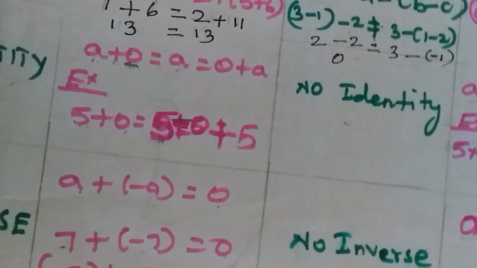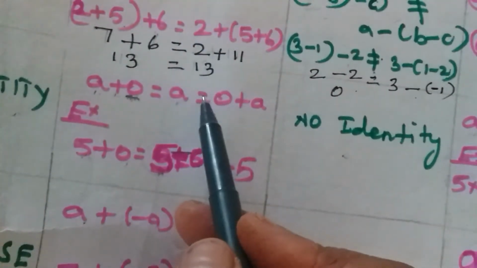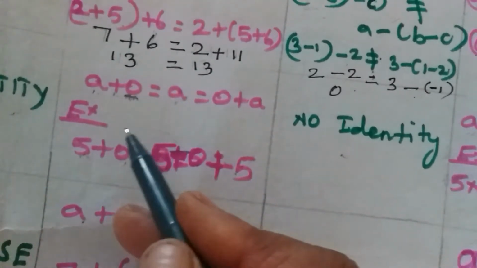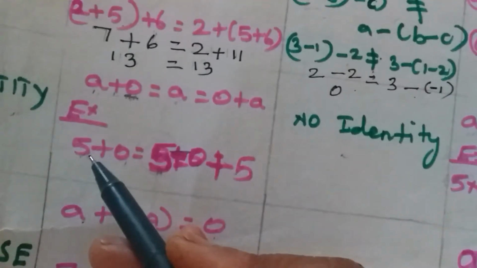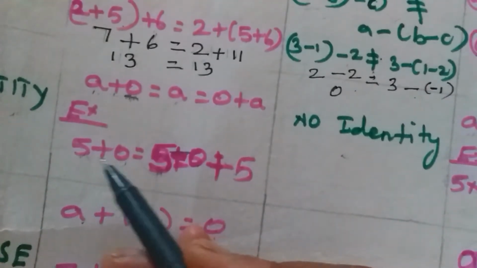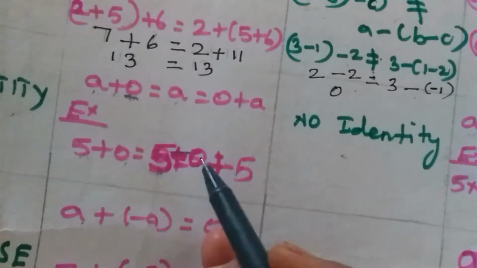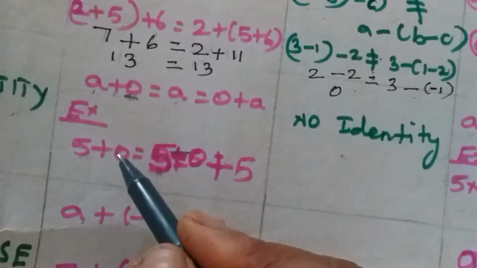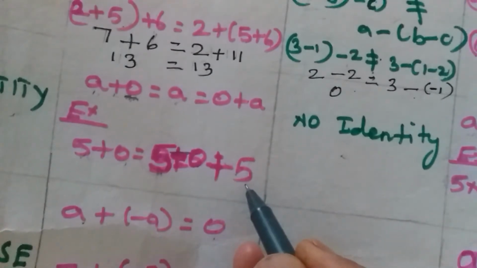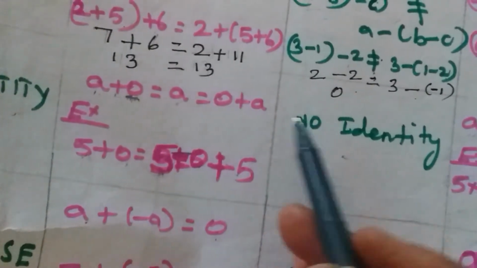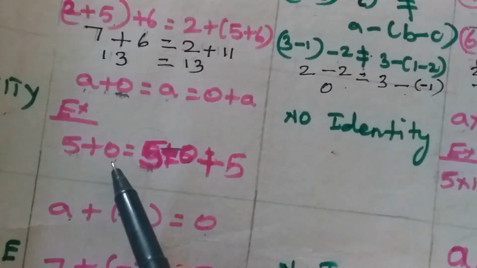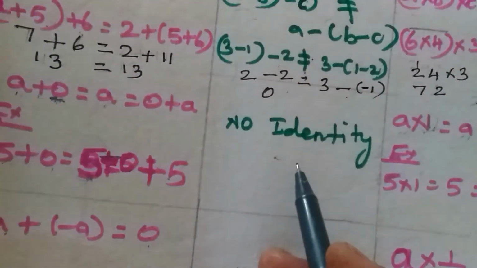Identity element. What is an identity element? With whatever number you add 0, we will get the same number. So 0 is called the identity element of addition. The 0 has a special property. With whatever number, however big or small, when you add 0, 5 plus 0 is 5, and 0 plus 5 is also 5. Whether you add 0 with the number or you add 5 with 0, we get the same number. So 0 is called the additive identity element of addition, and there is no identity for subtraction.